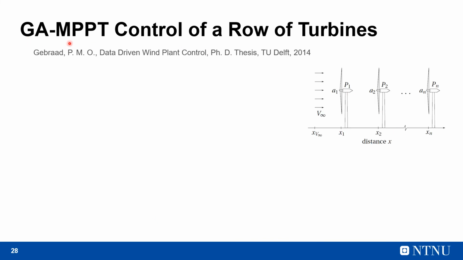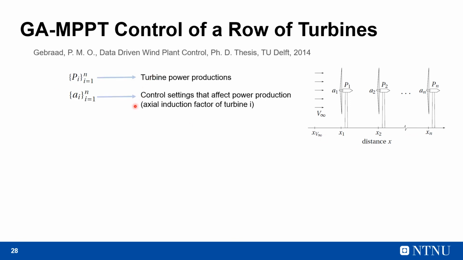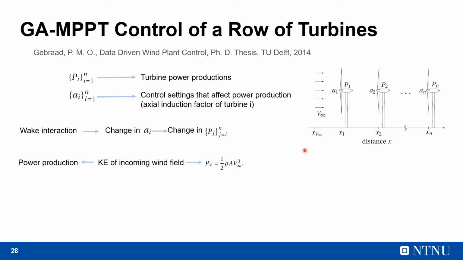We now look at the modified gradient descent MPPT control developed by Gebrard. Assume a row of wind turbines where Pi represent the turbine power productions and Ai represent the axial induction factor of each turbine. Due to wake interaction between the turbines, a change in Ai associated with the ith turbine would change the power production of the ith turbine and all other turbines downwind of the ith turbine.